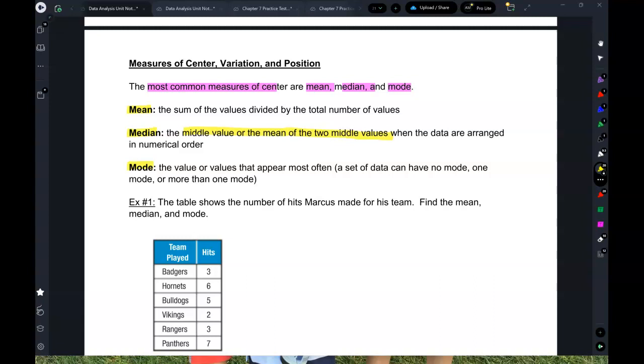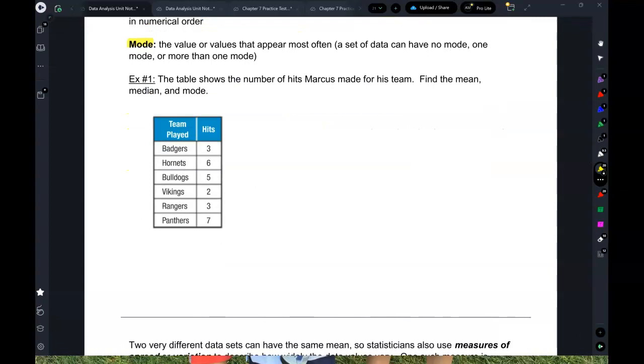Okay, let's take a look here. This is a table that shows the number of hits Marcus made for his team. We want to find the mean, median, and the mode. For the mean, very easy, very straightforward. Add them all up, and how many total values are there? 6. So that's basically 26 over 6, which is 4.3.